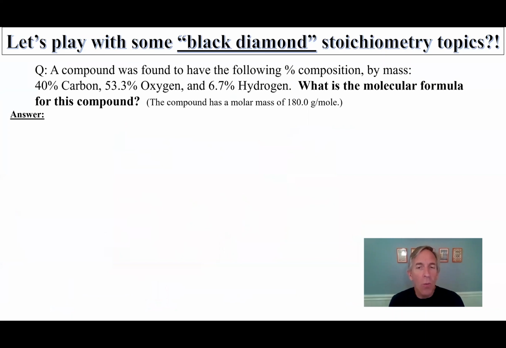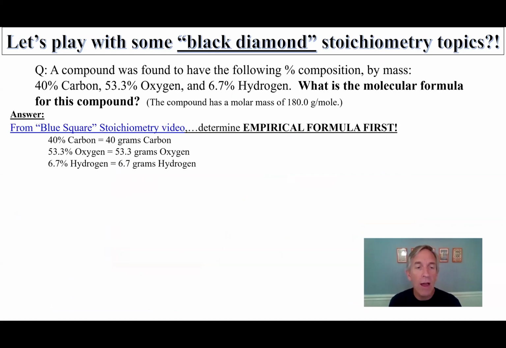So what are some black diamond stoichiometry topics? This one is a little bit of a review, but it is a question that seems to be a jump to the black diamond, because it's the same problem that I gave in the blue square problems, where I was asking people to calculate an empirical formula from this data. But now the question is, what's the molecular formula? So it's one more step, and that's generally what makes black diamond problems. We ask you to do one or two more steps in the stoichiometry trails that you're having to go through, and it makes it a little more complicated.